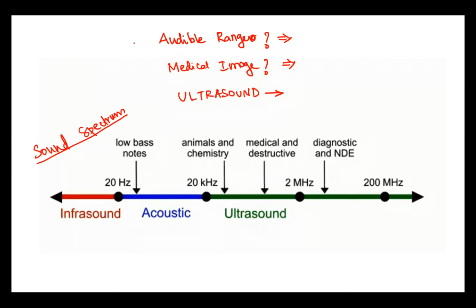Okay, first question to begin with. Who is going to answer the first question? What is the normal or audible range of a healthy human? 20 hertz to 20 kilohertz. Super. So 20 hertz to 20 kilohertz.